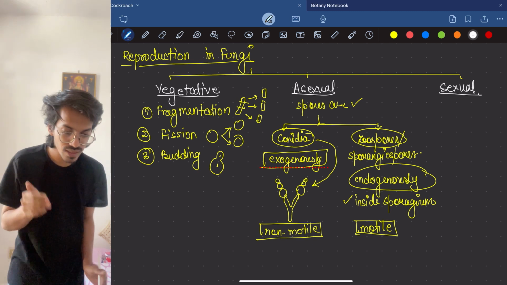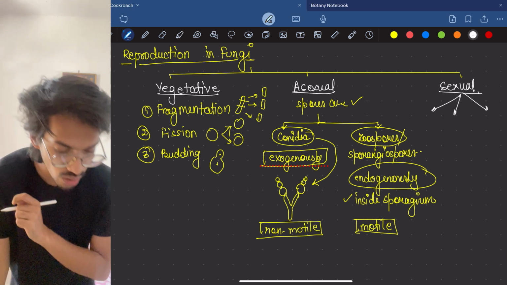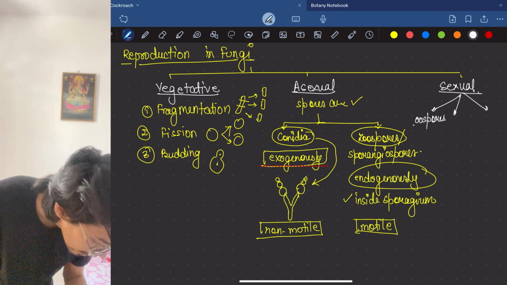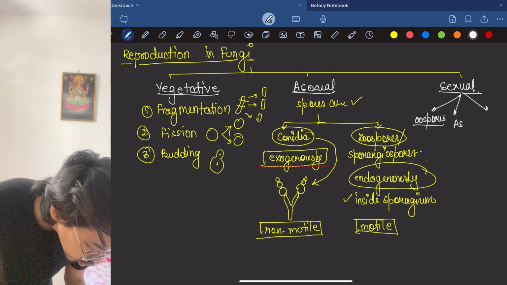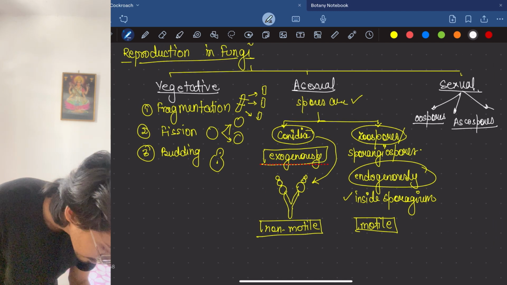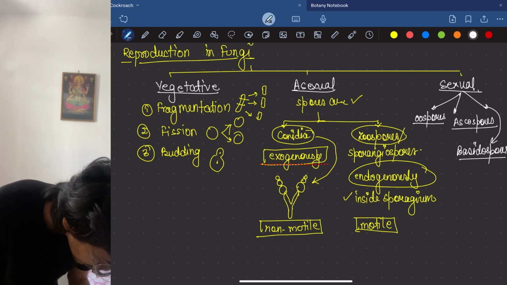Okay. Then comes the sexual reproduction. In the sexual reproduction, there is formation of spores, and those spores are called as what? They are called as either oospores, or ascospores, or basidiospores. Here I am writing basidiospores.